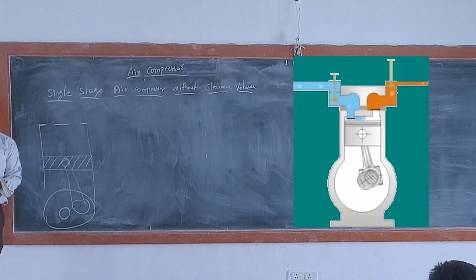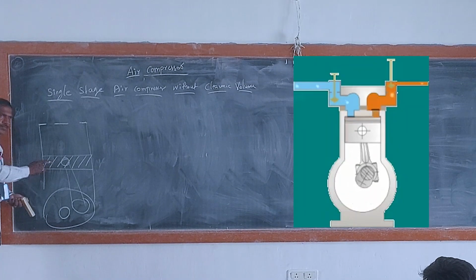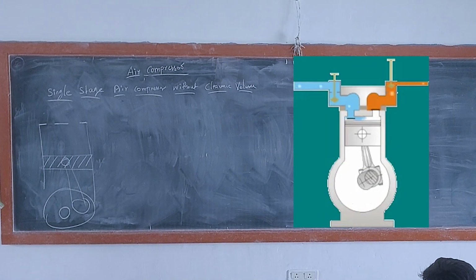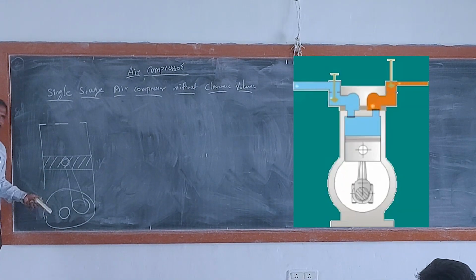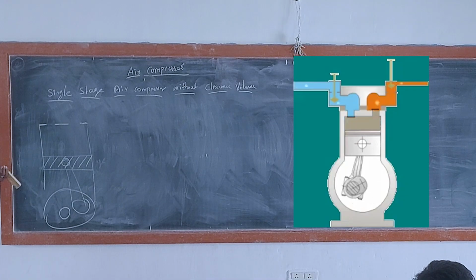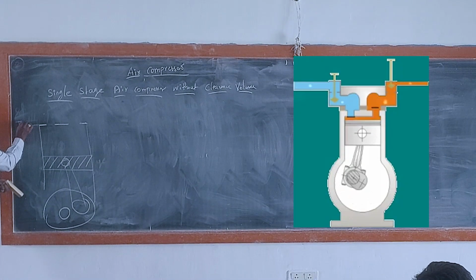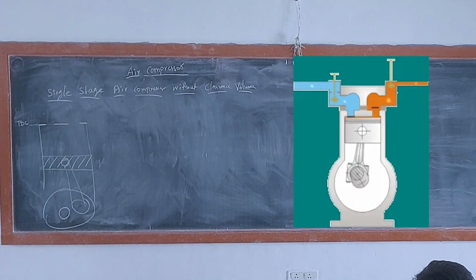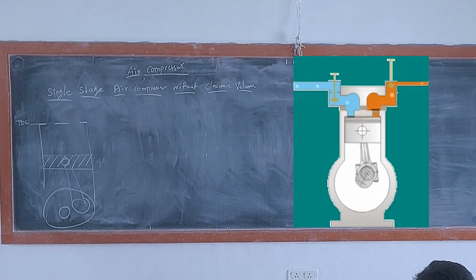Okay. What is the name of this one? Piston. What is the name of this one? Connecting rod. What is the name of this one? Crankshaft. What is the name of this one? Cylinder. This is my TDC. What does it mean? Top dead center. There is no what volume?